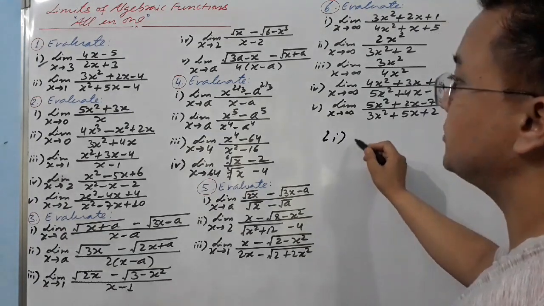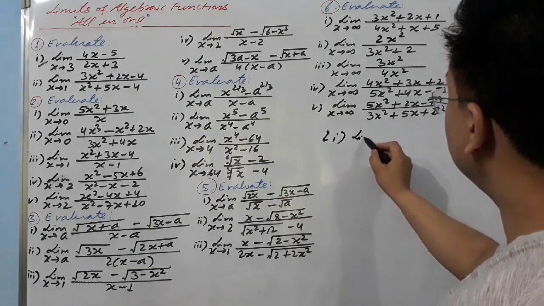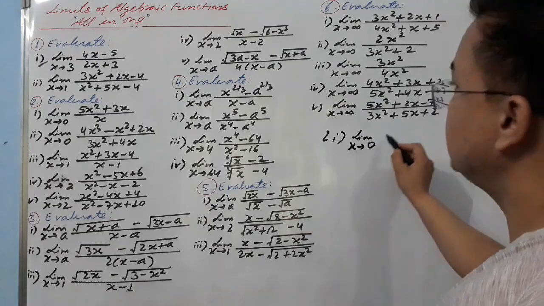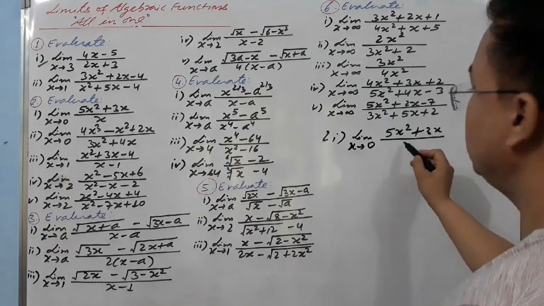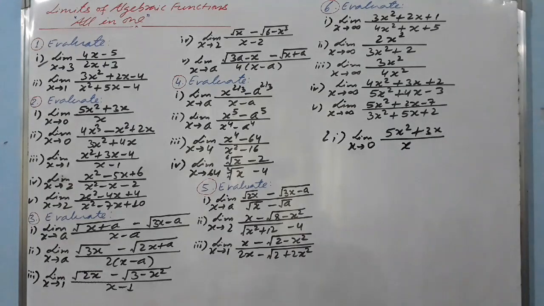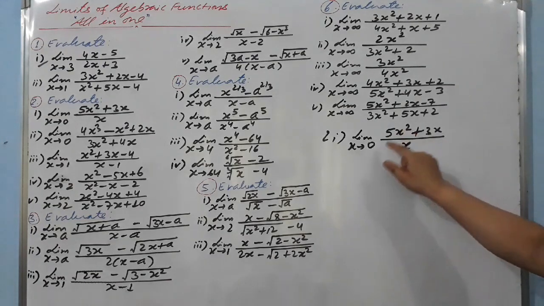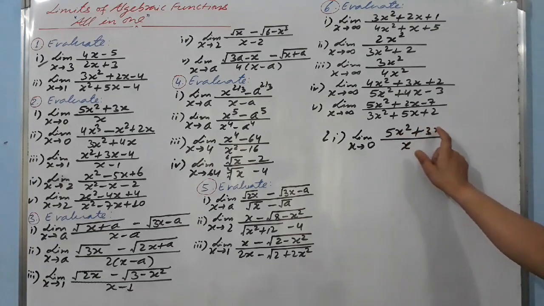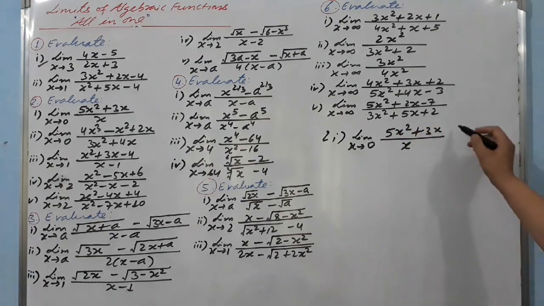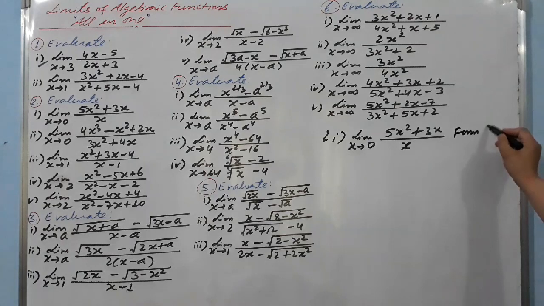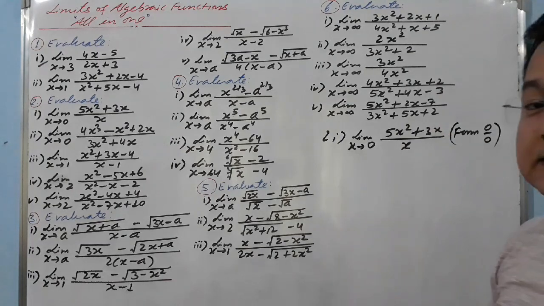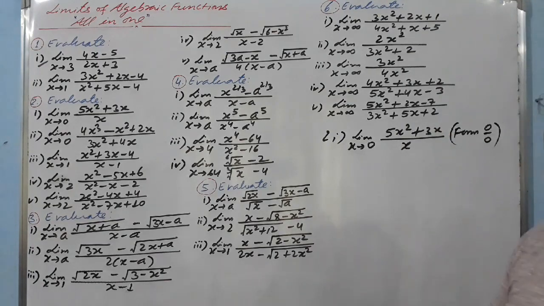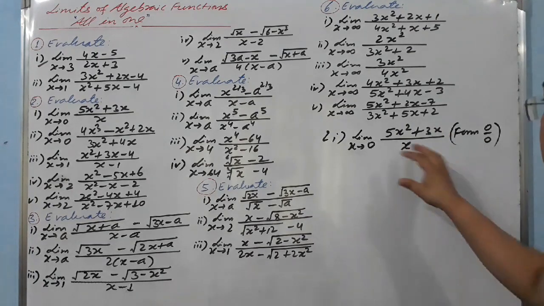First I'm going to solve the first one. Limit as x tends to 0 of (5x squared plus 3x) upon x. You can check directly by putting the value of x as 0. Then what will you get? 0 upon 0. So this is in 0 upon 0 form, an indeterminate form. The function is indeterminate at x equal to 0. This means we need to simplify. How to simplify? Let's see.